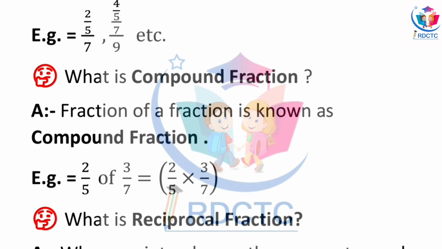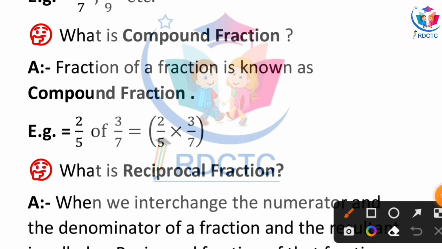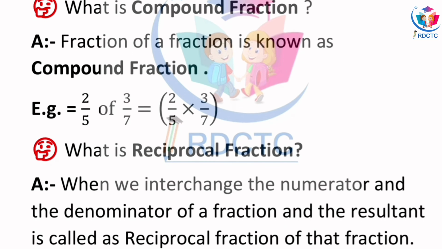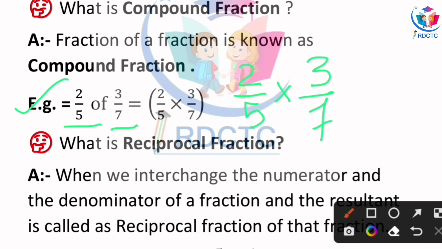Now we see the compound fraction. What is compound fraction? Fraction of a fraction is known as compound fraction. Of means multiplication. Here we see the example 2 by 5 of 3 by 7. How could we represent this fraction? 2 by 5 into 3 by 7, and we represent this fraction like this.